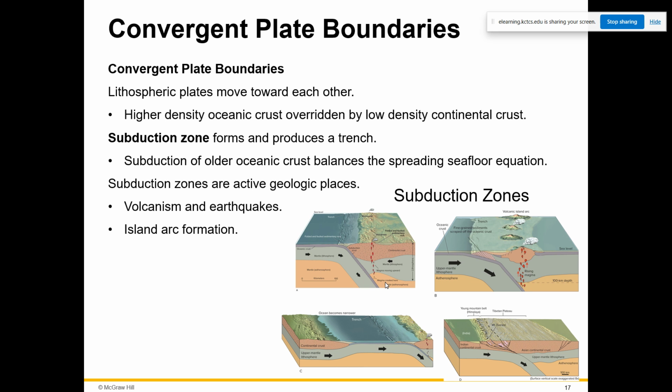When that happens, you heat up a lot of the ocean water that's coming and being subducted with it.